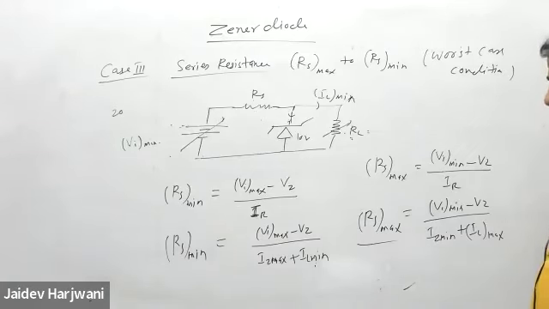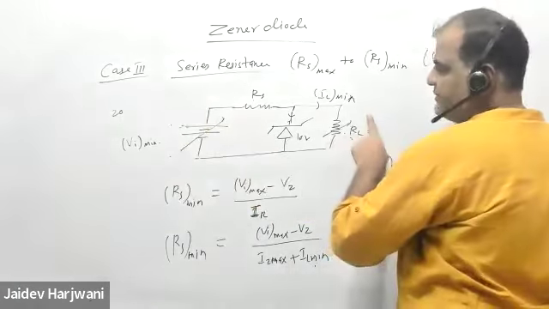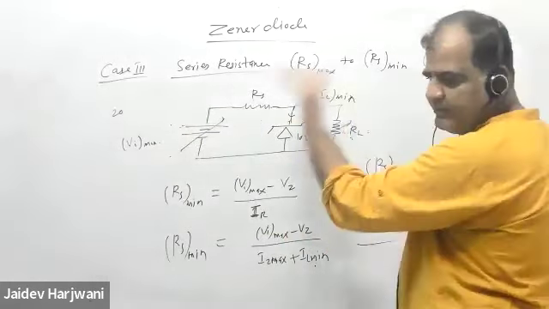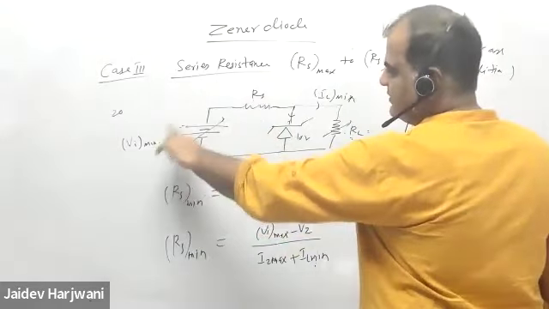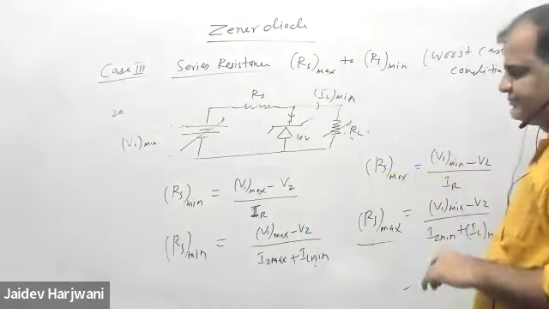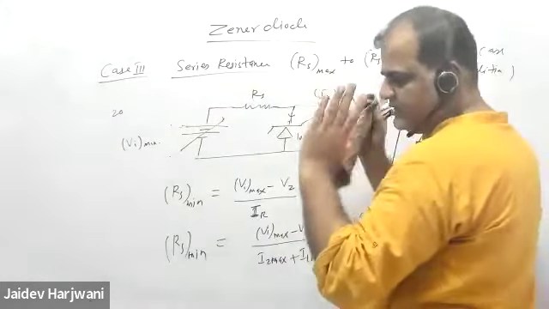Okay, so here, if it is maximum, RL is max. If here VI is minimum, RL is minimum. So IL becomes max. Okay, so here maximum, current minimum. Here minimum, current maximum. This is the worst case. Keeping all these criteria, these are the limitations.